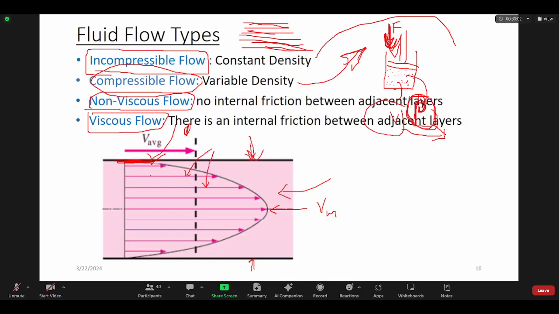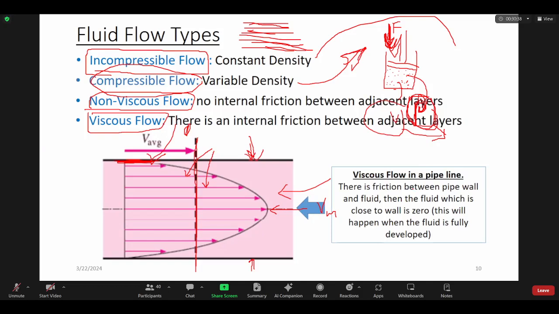So between different fluid layers, we can identify some friction. They have given an average velocity using this line. We can get this one. Maximum velocity is given in this area.